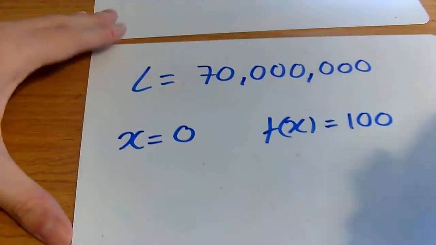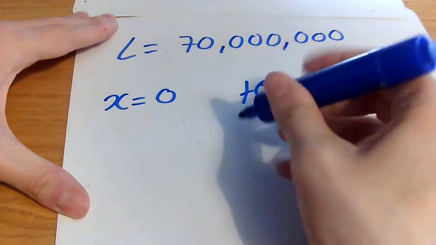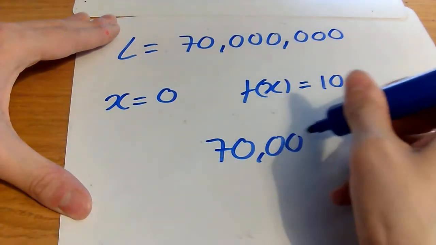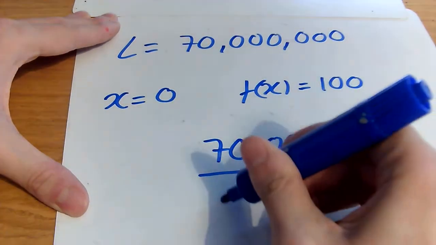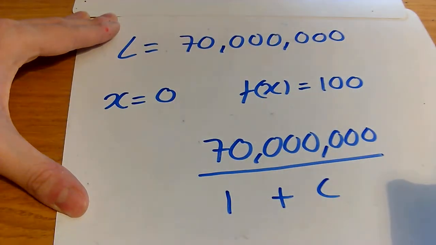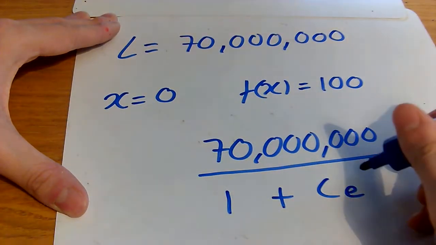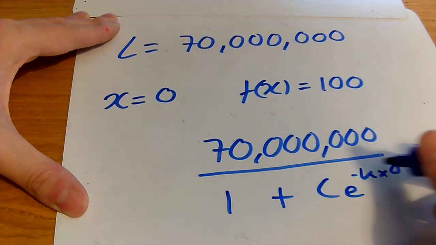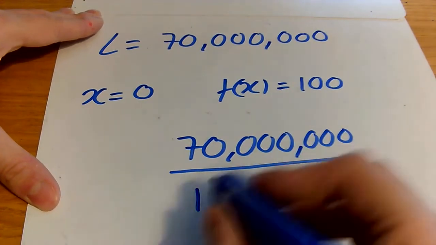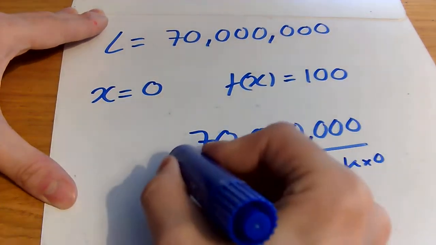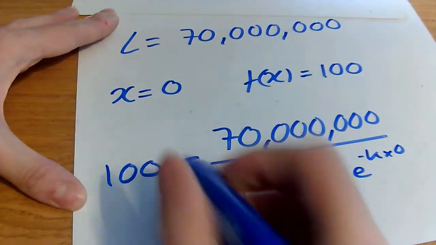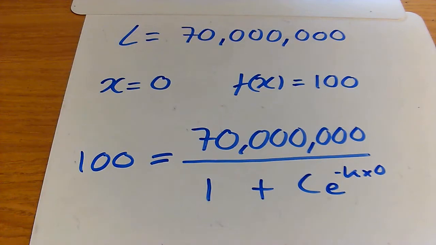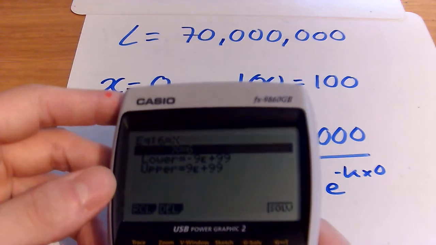So what we're going to do is put in what we've got. So we know that the L is going to be 70 million. If I'm saying x is 0, then I can say 1 plus c on the bottom. Yes, really, we've got this e minus k times 0, but that is just going to be 1. So when I go to solve this, I'm not even going to bother with that. This whole thing, when x is 0, is meant to be 100. So I've got an equation here that I can set up and solve, and I'm going to do that using the GDC. So I go into the equation solver, and I just type in exactly what I've got.